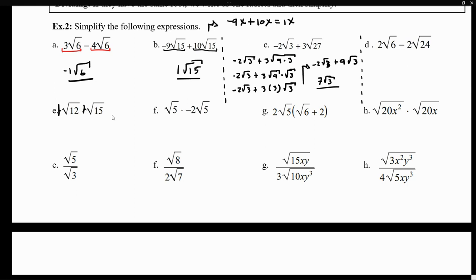So I would have 1 times 1, which is 1. And when I'm multiplying square roots, I multiply the inside, which in this case is going to be 12 times 15. Notice that I'm multiplying 12 and 15 now under the same radical. And now it's just a matter of simplifying this, which is just going to become 12 times 15, so that's 180.